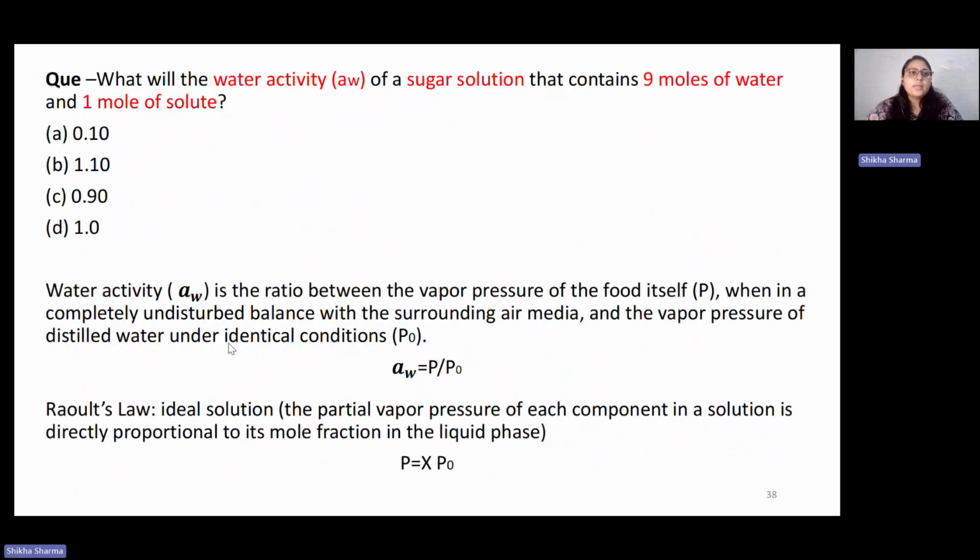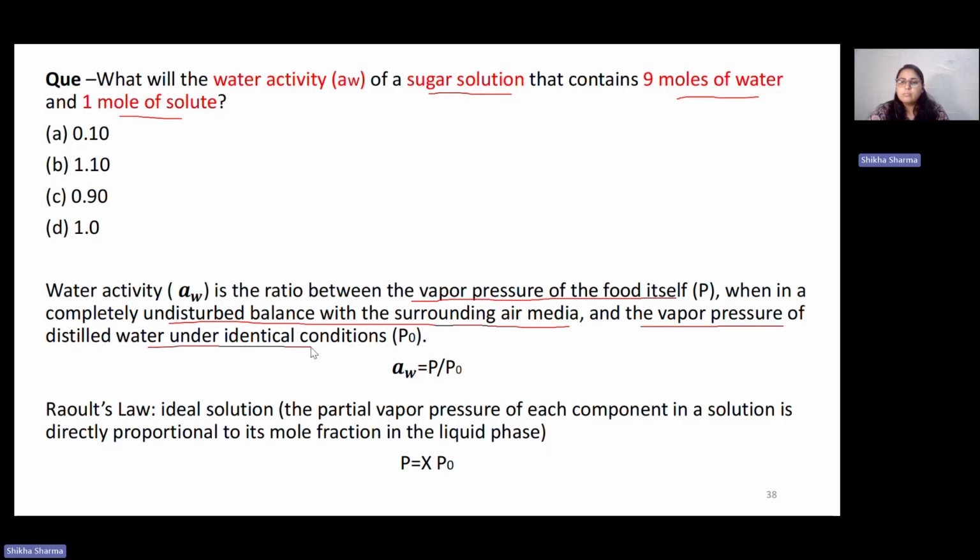True. Okay, so let's solve some of the numerical problems now. What will be the water activity of the sugar solution that contains 9 mole of the water and 1 mole of the solute? Water activity is basically the ratio between the vapor pressure of the food product itself, which is P, within a completely undisturbed balance with the surrounding air medium, and the vapor pressure of the distilled water under identical condition, which is P naught.